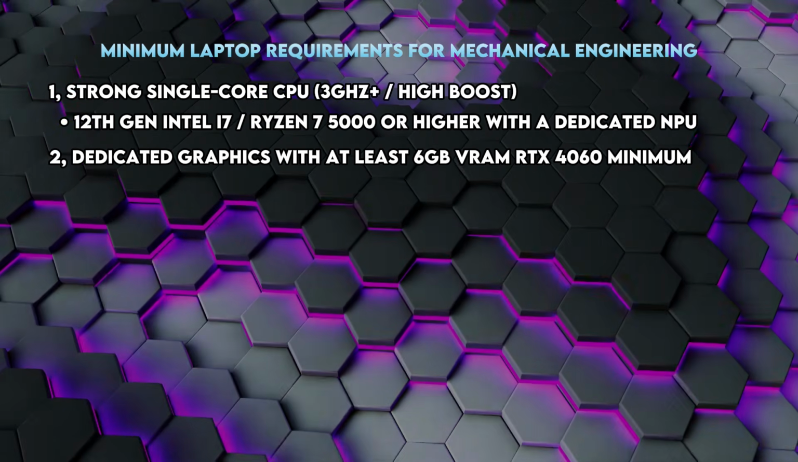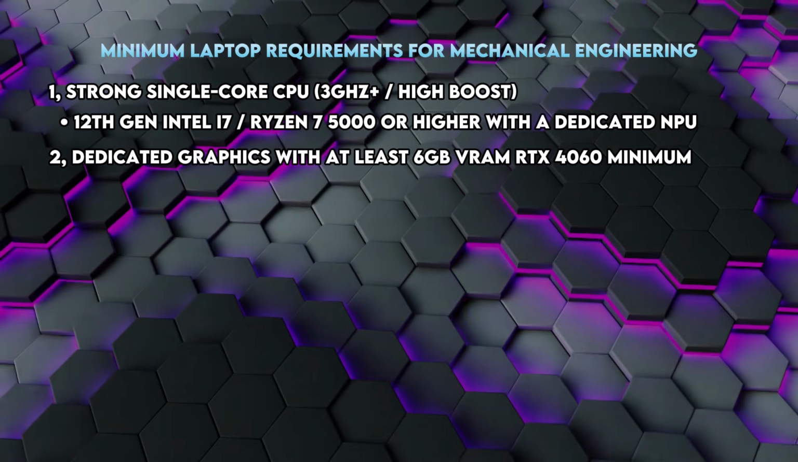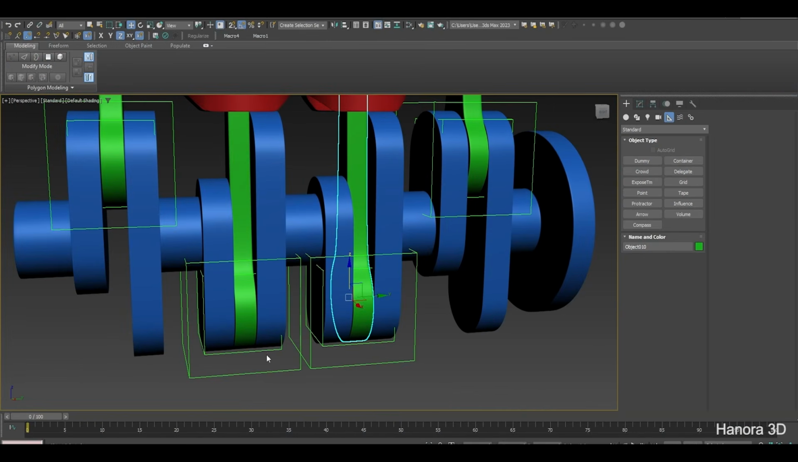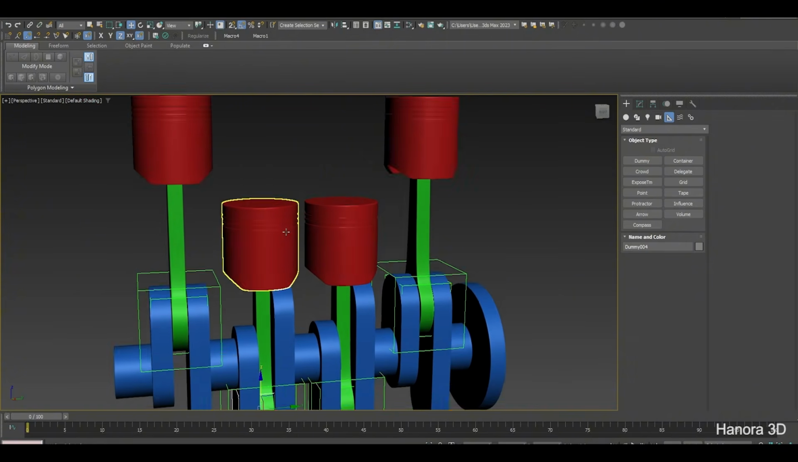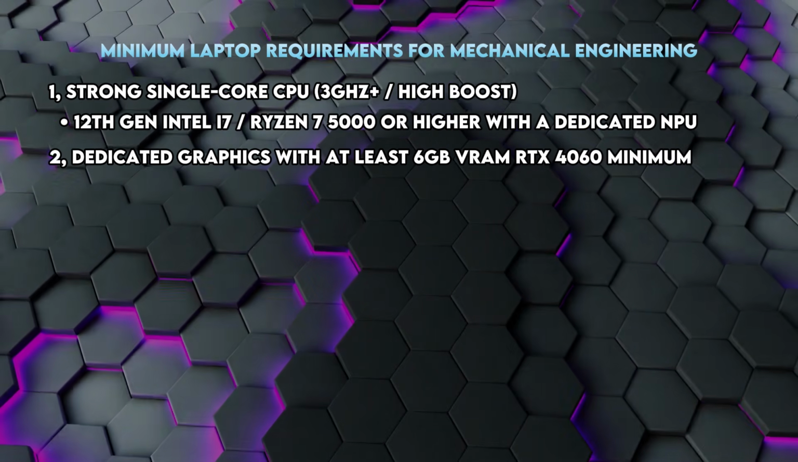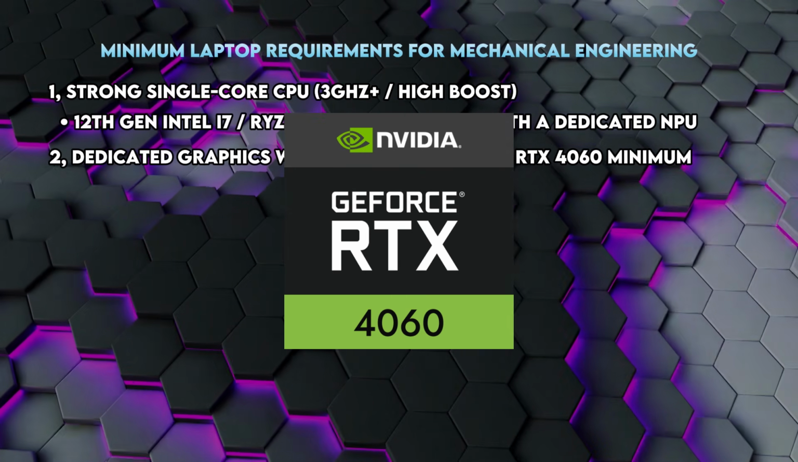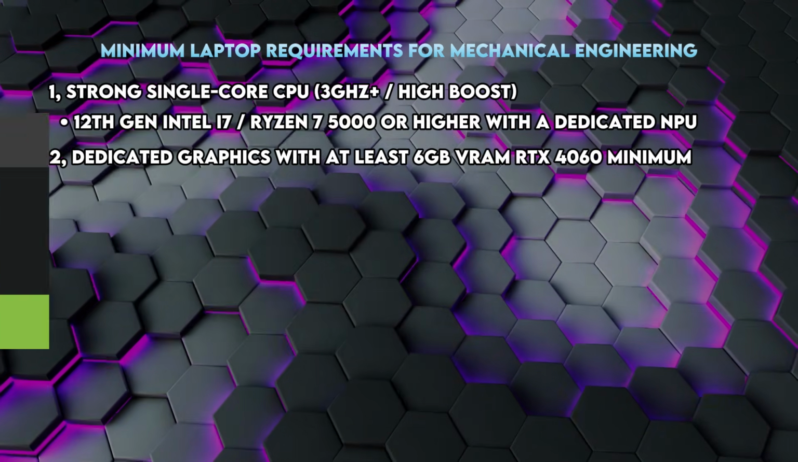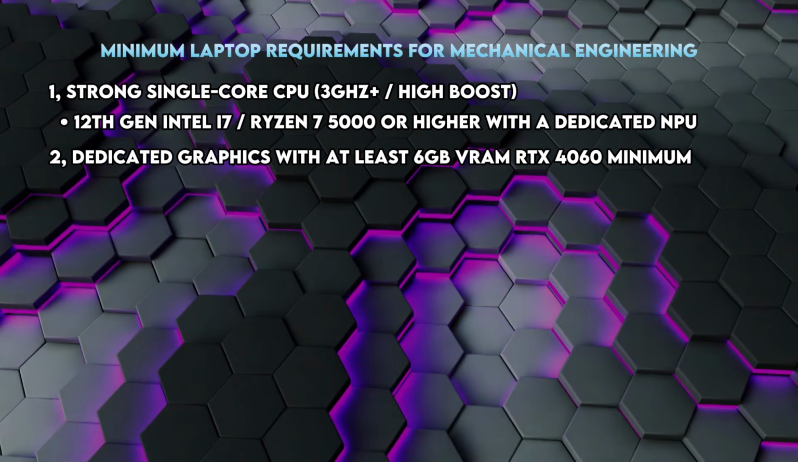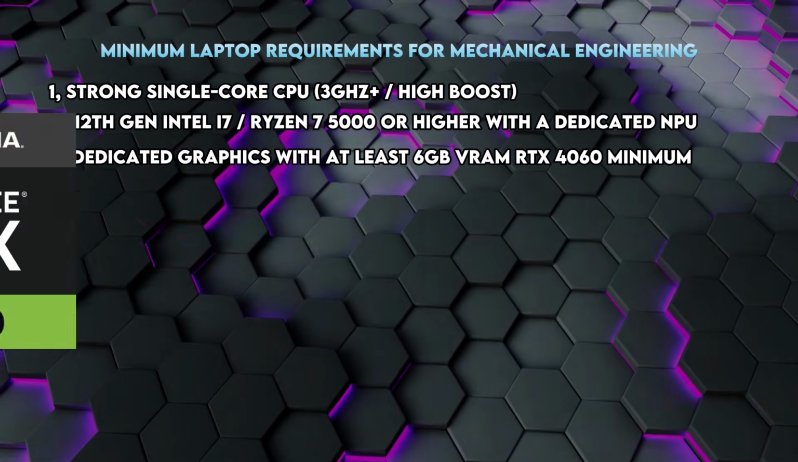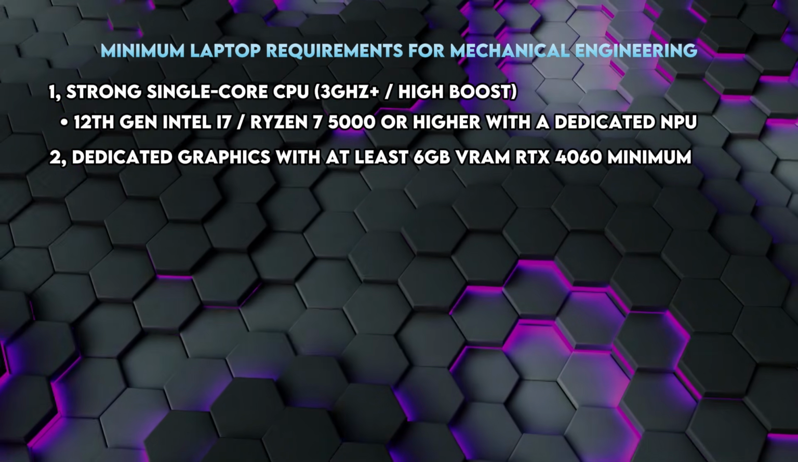Next is the graphics card, GPU. A dedicated GPU is essential for 3D modeling, simulations, and rendering tasks. You should look for at least 6 GB of dedicated video RAM, starting from an NVIDIA RTX 4060 or equivalent. For more complex rendering and simulations, aim for an RTX 5070 or higher with 12 GB or more video RAM.